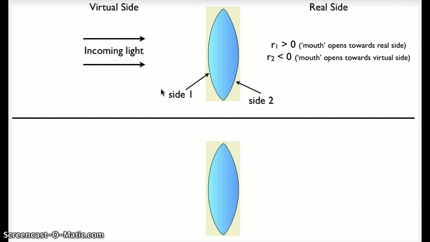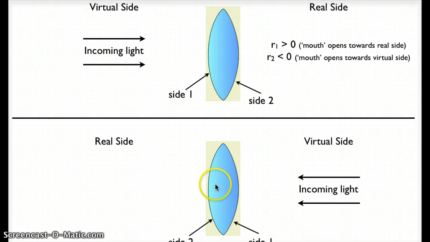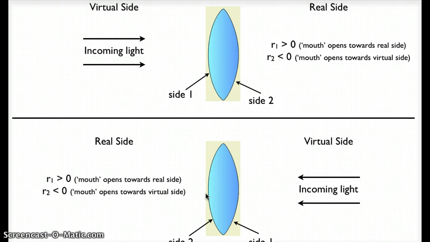If light came in from the other side, then we would have our virtual side on the right, our real side on the left. Over here, this would be side 1, and this would be side 2. And we would again decide that for side 1, the mouth opens towards the real side, so R1 is positive, and for R2, the mouth opens towards the virtual side, so R2 would be negative.